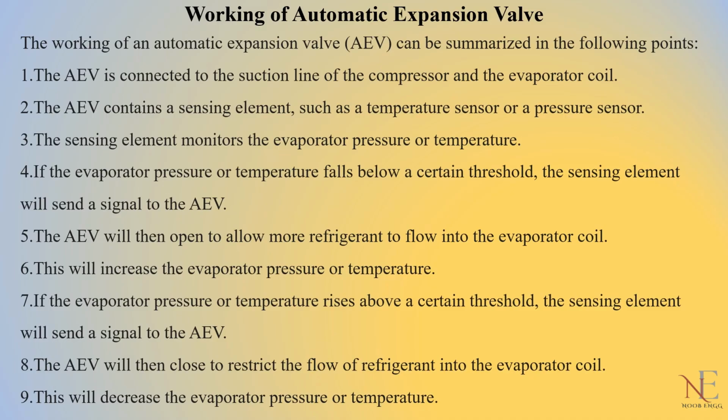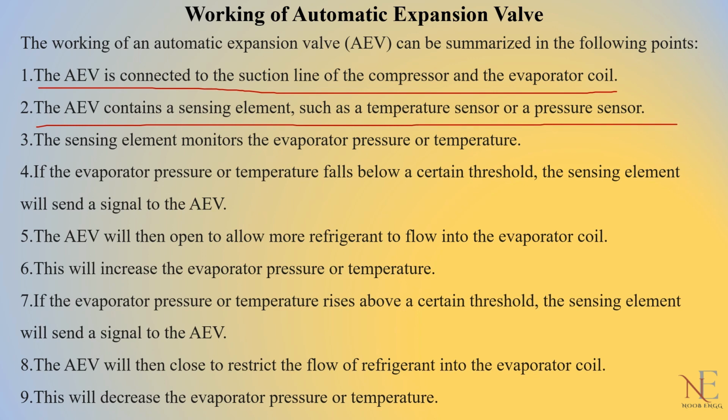Let's see the working now. So what's the working of an automatic expansion valve? The AEV is connected to the suction line of a compressor and evaporator coil. The AEV contains a sensing element such as a temperature sensor or a pressure sensor. The sensing element monitors the evaporator pressure or temperature. Where does it monitor? It monitors at the outlet of an evaporator.